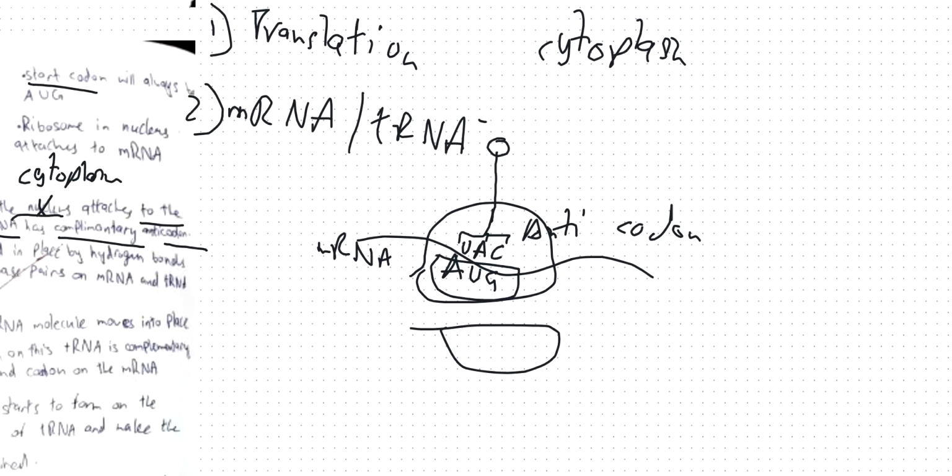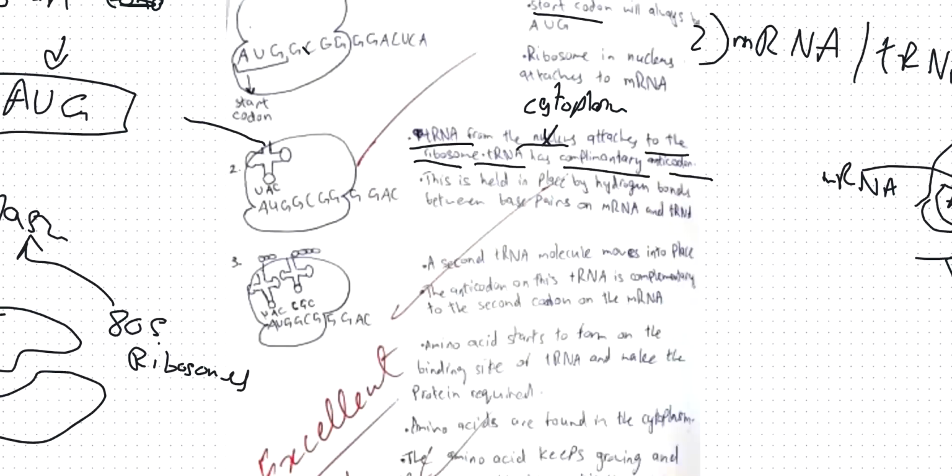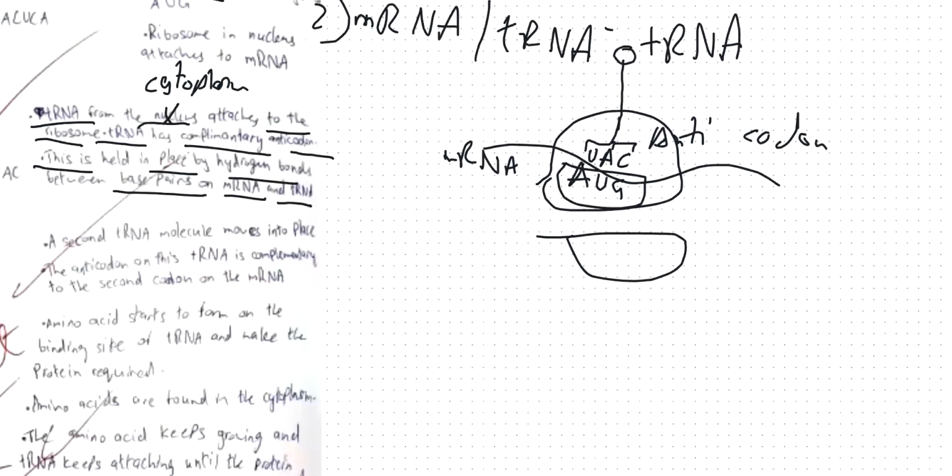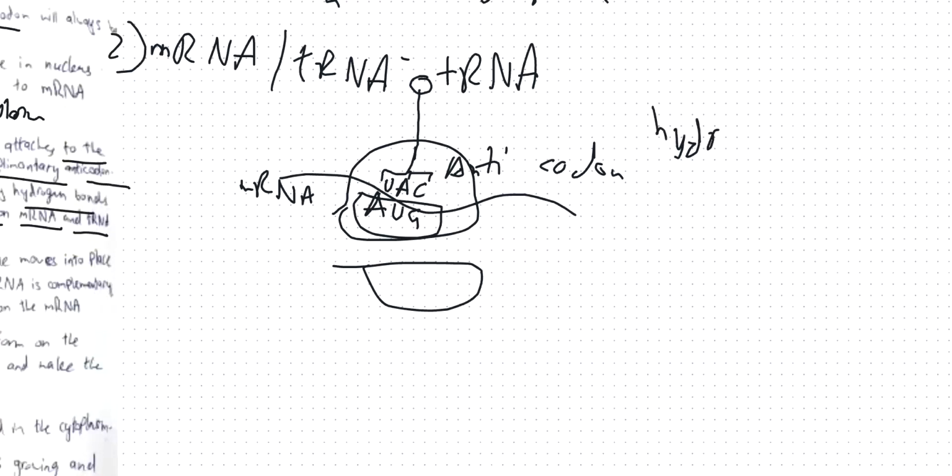So remember, tRNA molecules have complementary base pairing with the mRNA nucleotides. So tRNA molecules have complementary anticodons. This is held in place by hydrogen bonds between base pairs of the mRNA and tRNA. So how does tRNA stay fixed in the ribosome? It stays fixed through hydrogen bonds. These hydrogen bonds are formed between the bases of the mRNA and tRNA.